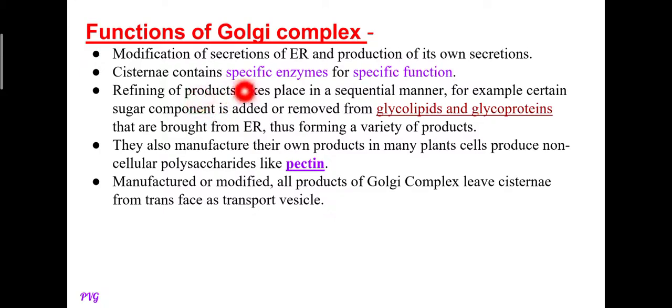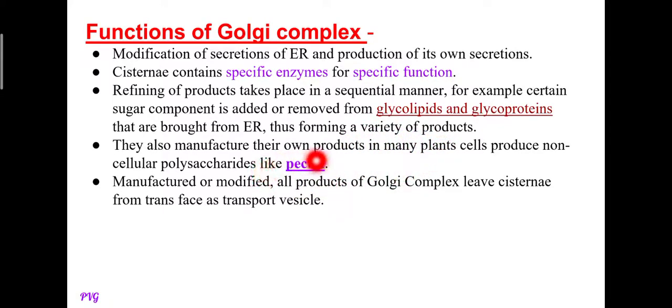त्याच्यामध्ये cisternae contain specific enzymes for specific functions, म्हणजे विशिष्ट अशा एन्झाईमचं विशिष्ट फंक्शन आहे. कुठलंही एन्झाईम कुठलंही फंक्शन परफॉर्म करत नाही, तर there is the specificity and refining of products that takes place in sequential manner. आणि त्याचं example आहे sugar components are added or removed from the glycolipids and glycoproteins, and those are brought from the endoplasmic reticulum, thus forming a variety of products.